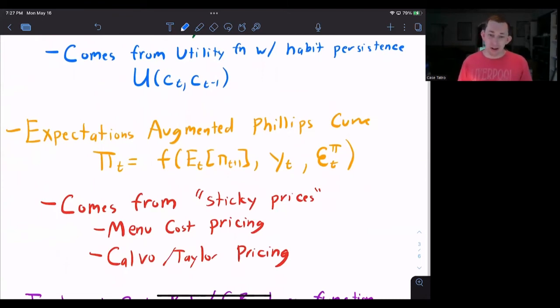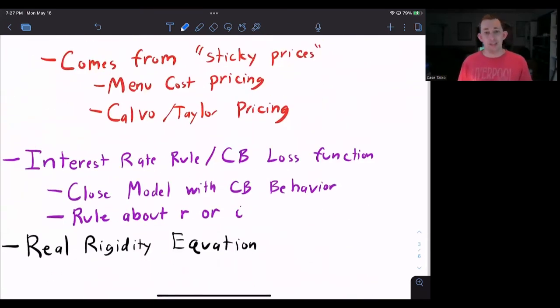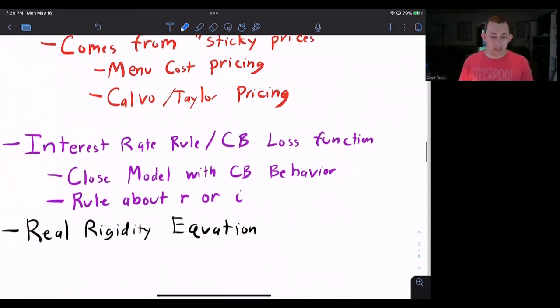So there may be some menu cost pricing, there may be a Calvo model pricing or Taylor model pricing. Each of those, again, we're talking about in separate videos, so feel free to check those out if you are interested in those. We also have an interest rate rule or a central bank loss function. That's what we say closes the model. We need some sort of behavior for the central bank. And that rule could be about the real interest rate or the nominal interest rate. And out of this model, we also have a real rigidity equation. Again, all of these things we're going to talk about in separate videos. This is really a great preview for some of the other stuff upcoming on my channel.